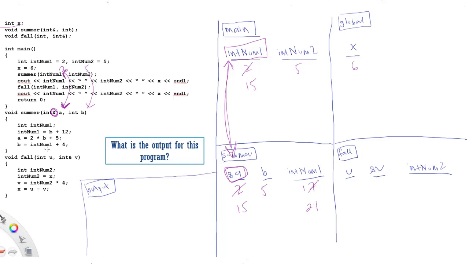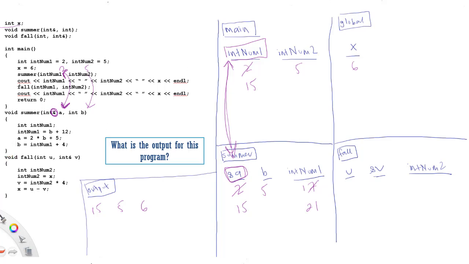But it's the end of that, so it will go back to the main function since it has finished its job. So as you can see, int num1 has been updated to 15. So cout int num1, we have 15, and then space, int num2 is 5, and then space, and then x is 6. So this is our first line of output, and then endl. Let's move on to the next one.